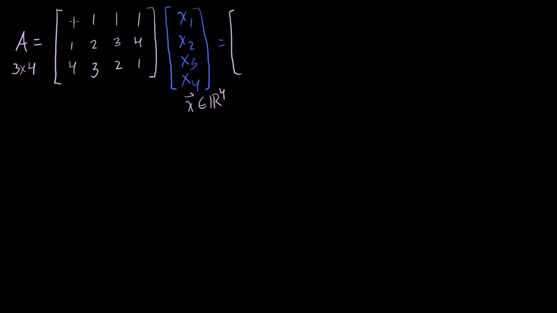And what am I going to get? I'm going to have one row times this, and that's going to be the first entry. Then this row times that's the second entry. Then the third row. So I should have 3 zeros. So my 0 vector is going to be the 0 vector in R3.